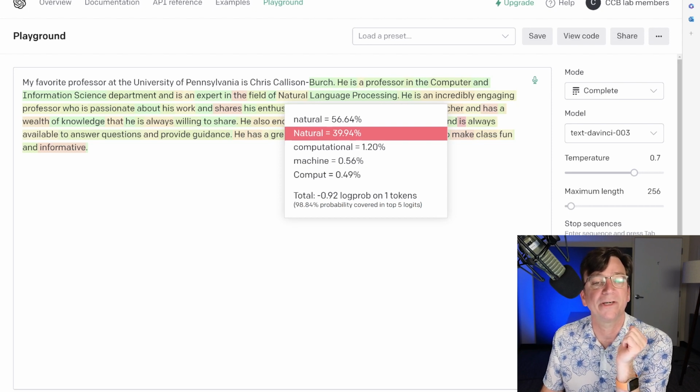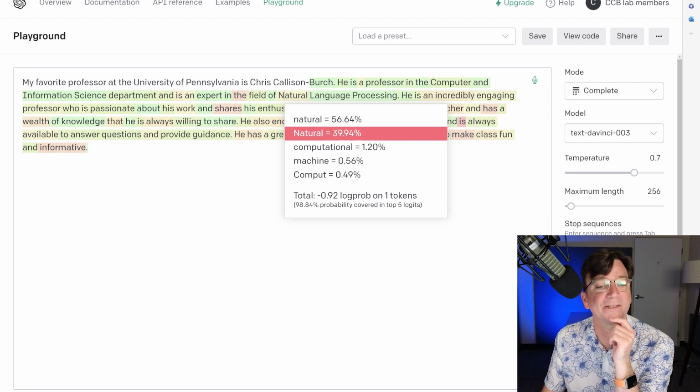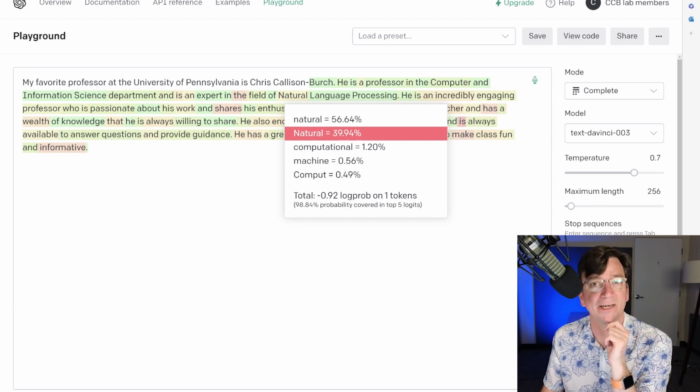if I click on the next word, we see that the first two words are actually just different capitalizations of the word natural for natural language processing. So almost all of the probability mass is centered on natural for natural language processing. So it looks like 96% of the probability is on natural language processing being my field of expertise, which is exactly right. The only other ones that have any probability mass assigned to them are the word computational. An alternate name for natural language processing was also computational linguistics. It's a little antiquated now.